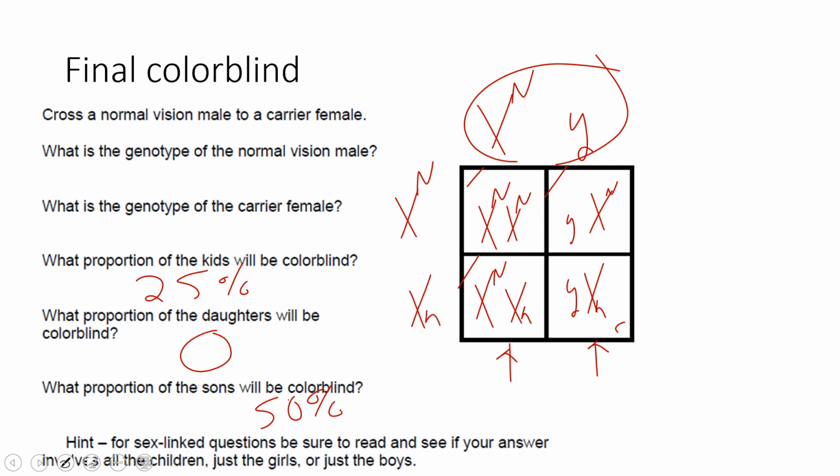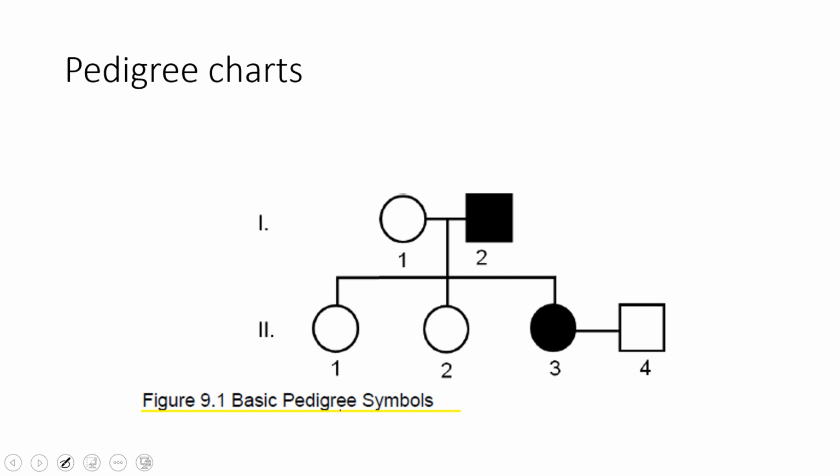She does provide you the hint that I was kind of going over as we do that. Make sure as you read the question, you read what it says. Like if they just ask for the sons, don't consider all the kids, just look at the sons. All right. After that, we're going to come back around to pedigrees.